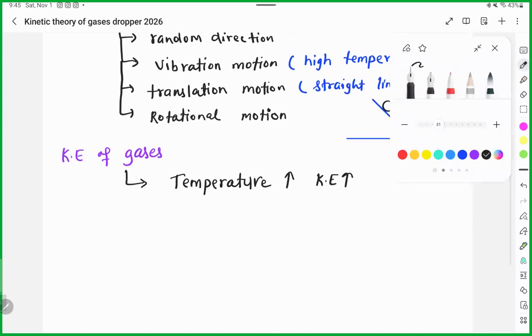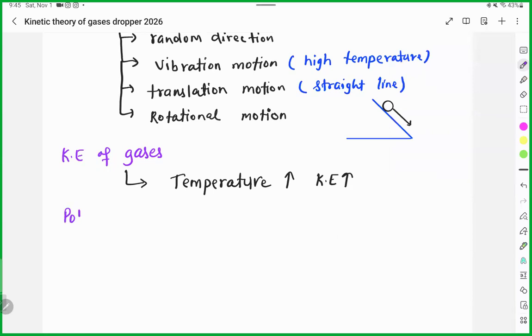Anvita, if you talk about the potential energy, what will be the potential energy in gases? Sir, that is not in the class. What happened, potential energy?